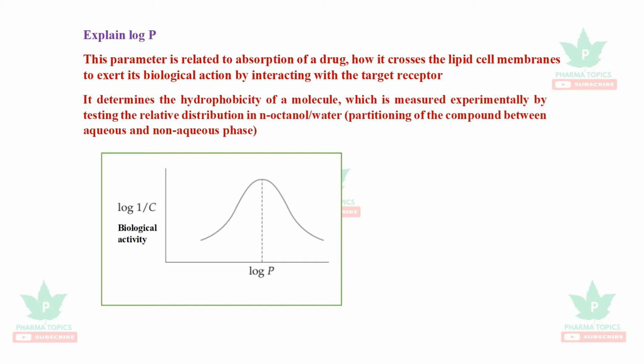It determines the hydrophobicity of a molecule, which is measured experimentally by testing the relative distribution in N-octanol and water, that is, partition of the compound between aqueous and non-aqueous phase. So it is a graphical representation of log 1 by C, that is biological activity, and log P.